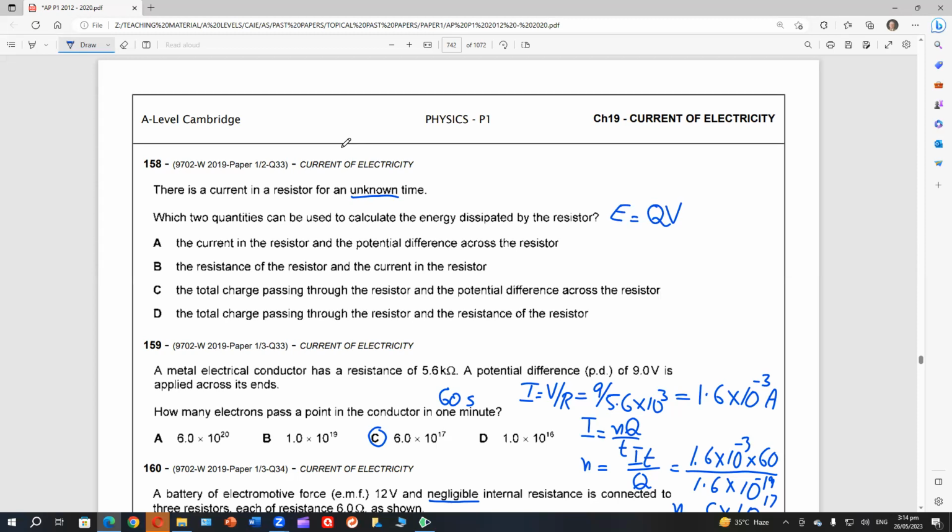V will be the potential difference. So using this formula, it is the current in the resistor and the PD across the resistor. So C will be the answer, because the formula fits with C. This is the comparison.